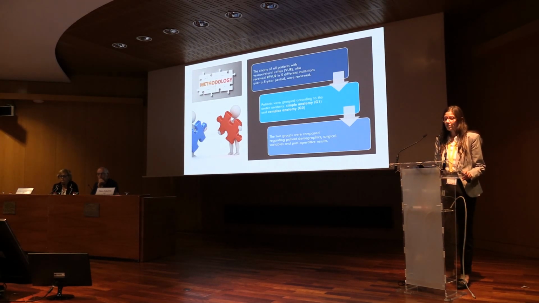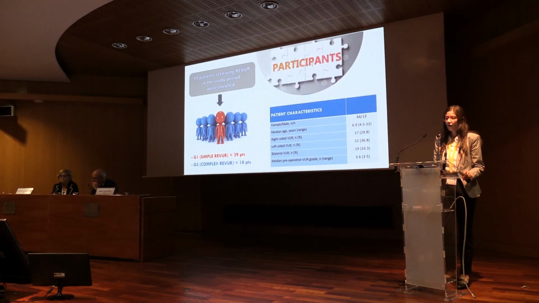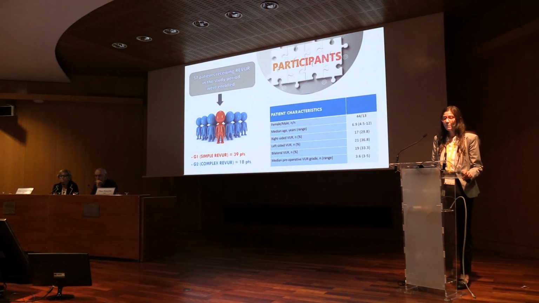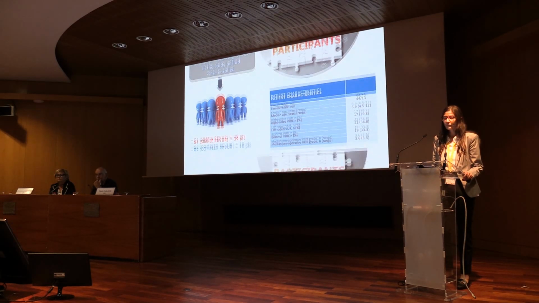Patients were grouped according to the ureter anatomy, G1 with simple anatomy and G2 with complex anatomy, and the 2 groups were compared regarding patient characteristics, surgical results, and postoperative outcomes. An overall number of 57 patients who underwent REVUR in the study period were enrolled. G1 included 39 patients receiving simple REVUR, G2 18 patients undergoing complex REVUR.